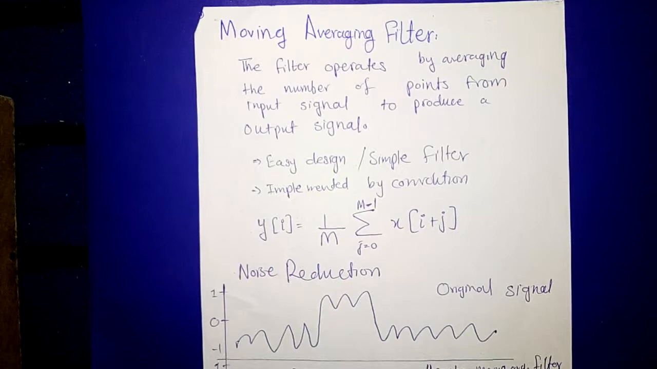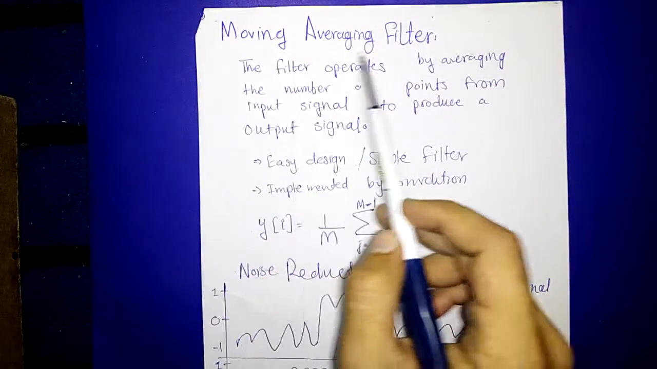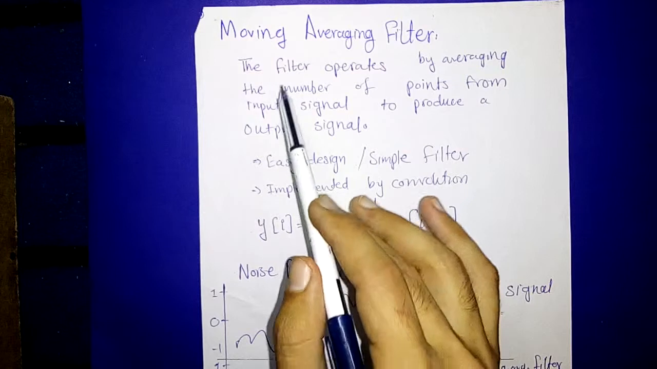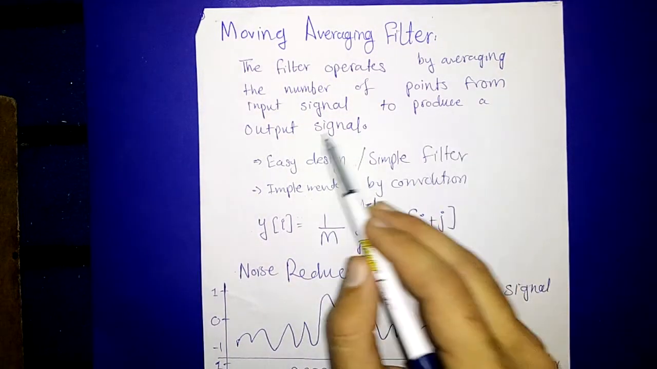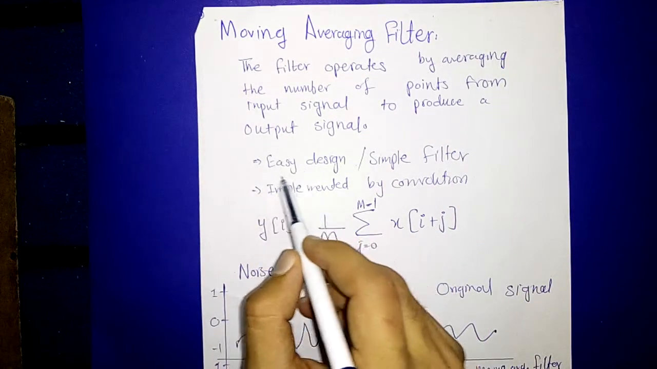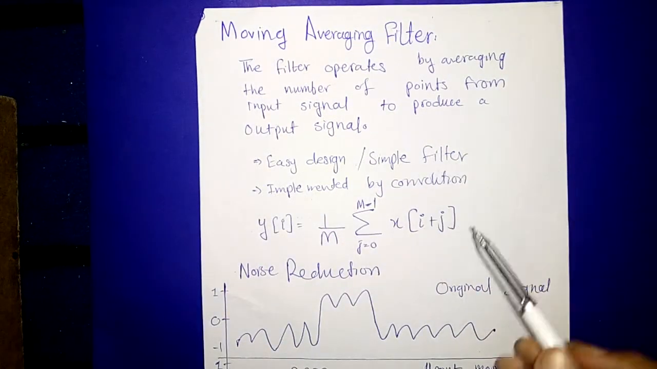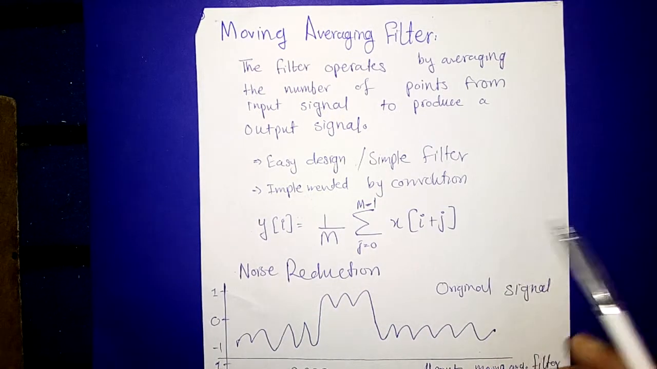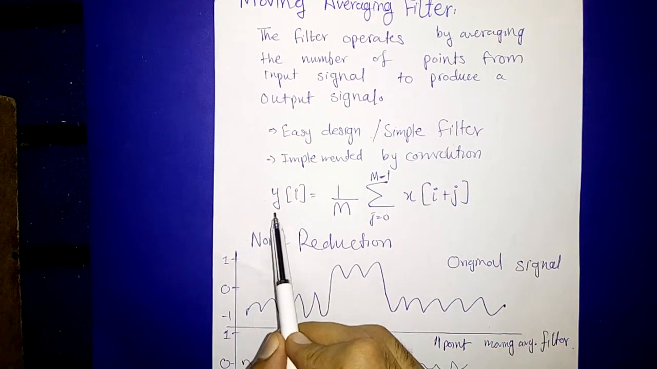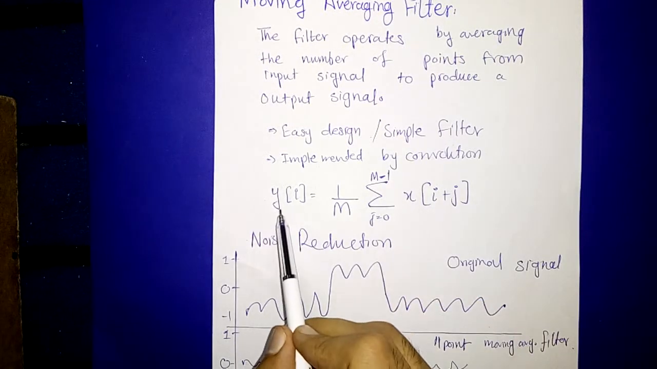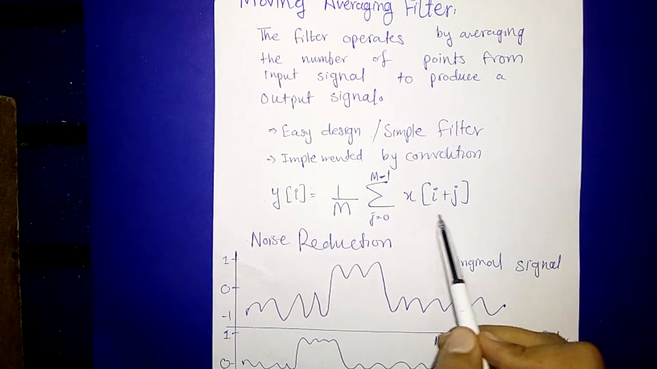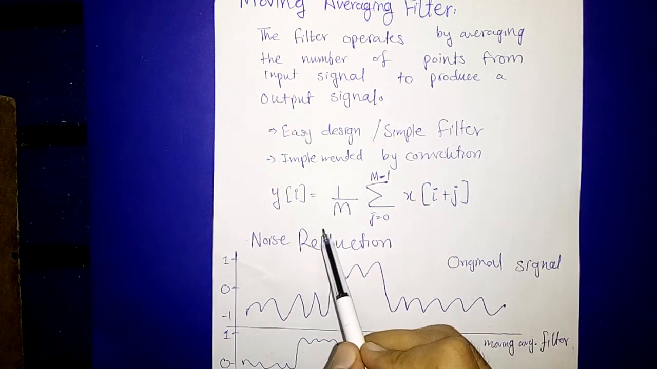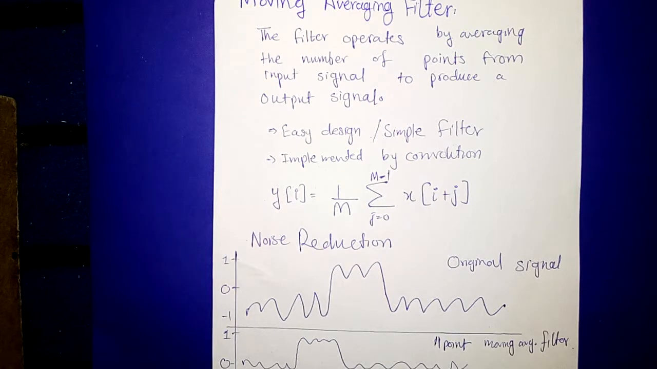So the next thing we're going to study is the moving averaging filter. The definition is that the filter operates by averaging a number of points from the input signal to produce the output signal. These are very easy to design, very simple filters, implemented by convolution, so that's always a plus point. And the next thing is we have the formula of how convolution works while implementing these filters.